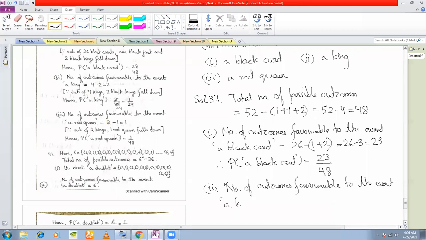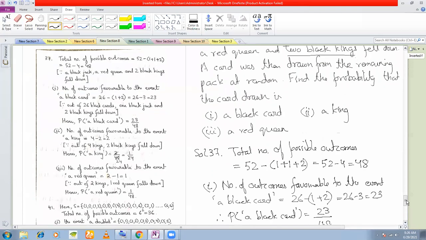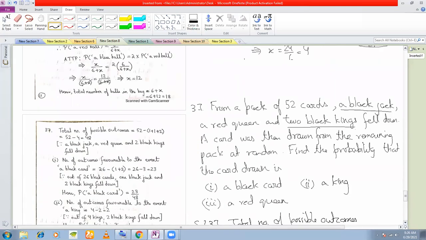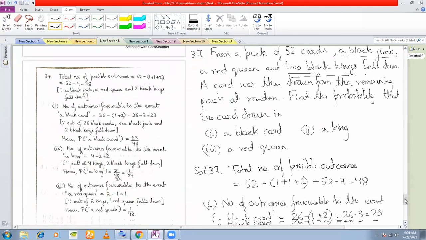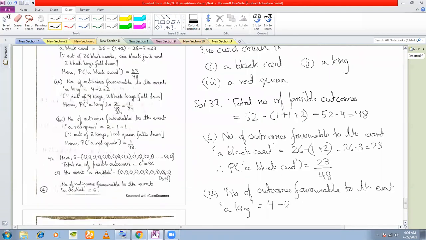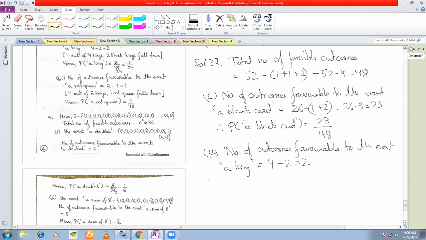A king. How many kings are there? There are 4 kings. How many kings are lost? Okay, 2 black kings are lost. So you are left with only 2. So 4 minus 2, right? So therefore, what is the probability of a king? It is 2 by the total number of cards, 48, which is 1 by 24.